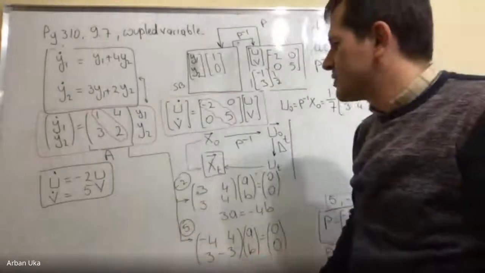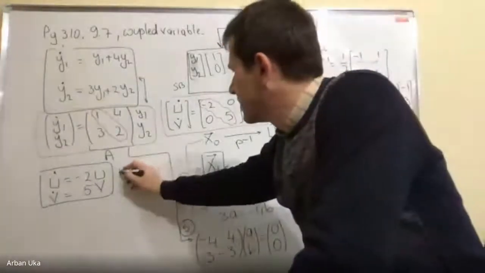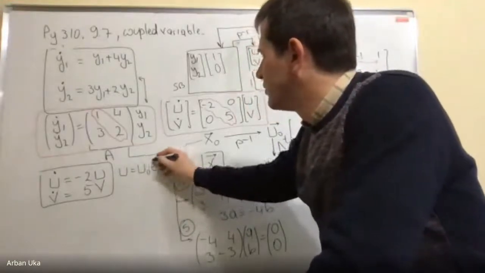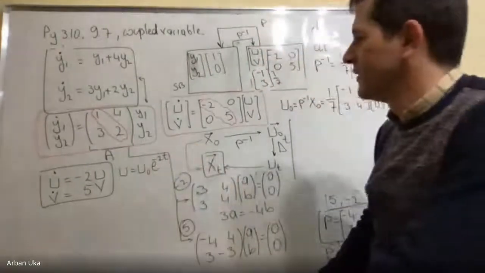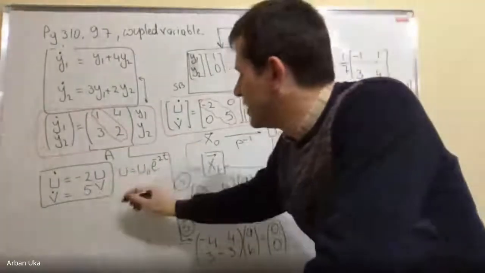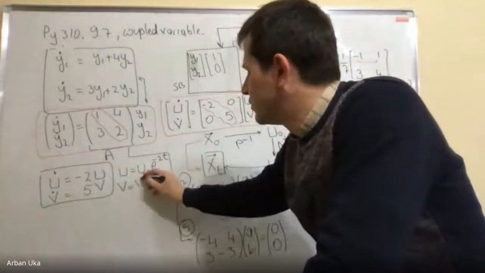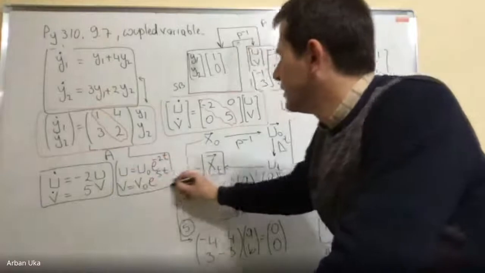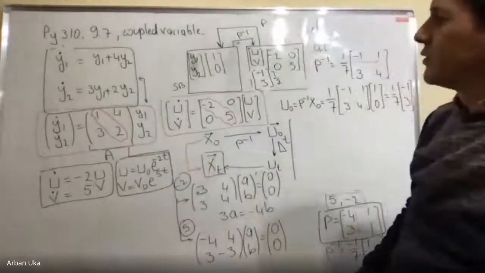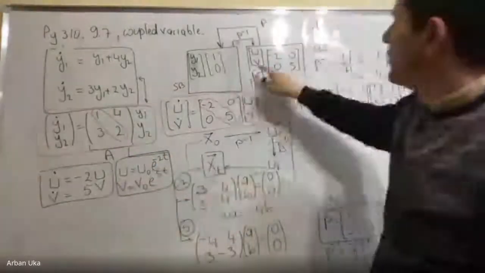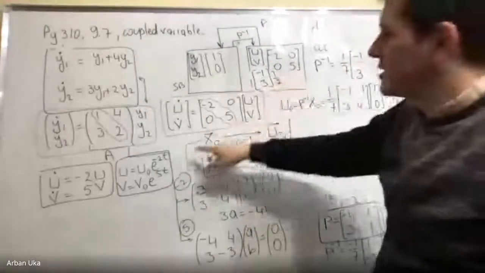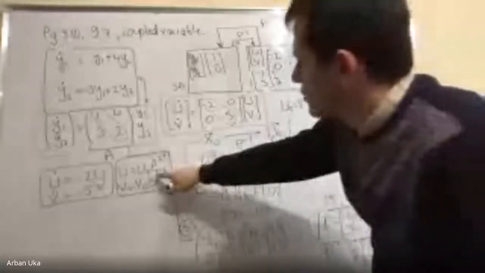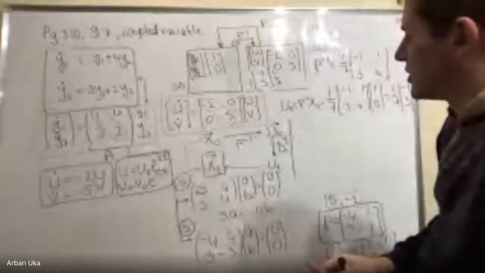simpler, right? So since this one is way simpler, we can say that U is equal to U0 times e to the power -2t, okay? Because we know how to solve this differential equation. And then V is equal to V0 e to the power 5t, okay? Now, we solved this differential equation, and it was very simple. We're in this domain, okay? So this is the solution. Now, this is the general solution. We can apply also the initial conditions.